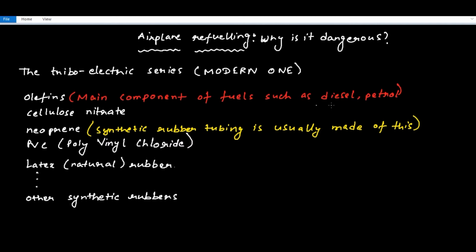Aircraft fuels, jet fuels in fact, have a mixture of naphtha and kerosene, but they still contain olefins. So olefins are actually present in all these fuels in a pretty large number. And I also wanted to show you neoprene. Neoprene is present right here and olefins are present right here. Neoprene is the synthetic rubber tubing.